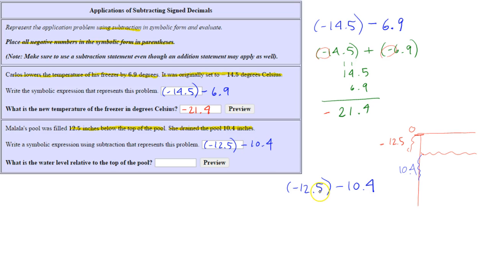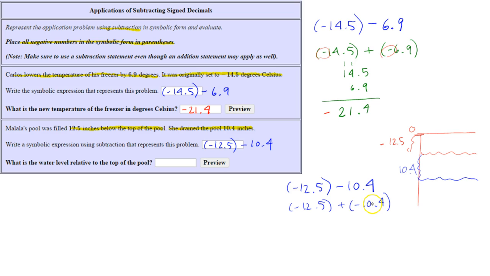Now to find this new water level relative to the top of the pool, you can probably see this is a nice picture to help you visualize this. If we can combine these two amounts and the result will be negative, and that's where the new top of the pool will be. But looking at this value, we'll rewrite this as addition. Negative 12.5 plus negative 10.4. So I changed to addition and then took the opposite of positive 10.4, which is negative 10.4.